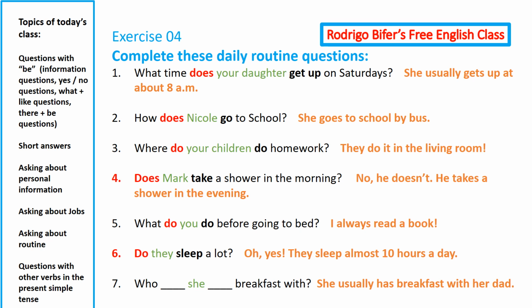Ok, look at the answer. She usually has breakfast with her dad. With her dad, okay? So, who, then the auxiliary. What's the auxiliary for she? Does, that's right. Who does she? And what verb? Of course, the verb is the verb have, okay? She usually has breakfast, verb have. So there you are. Who does she have breakfast with? Com quem ela toma café da manhã? She usually has breakfast with her dad. Ela toma café da manhã com seu pai, okay?